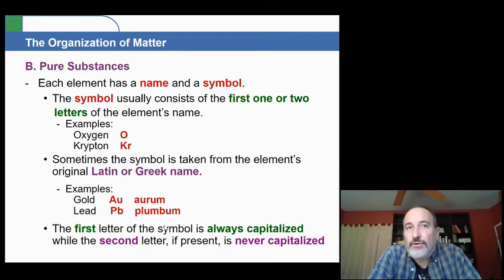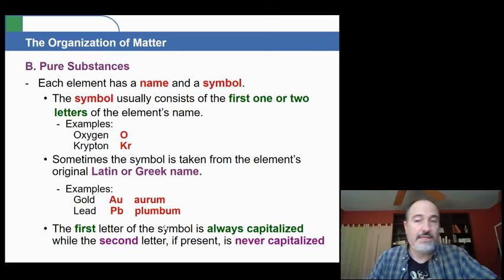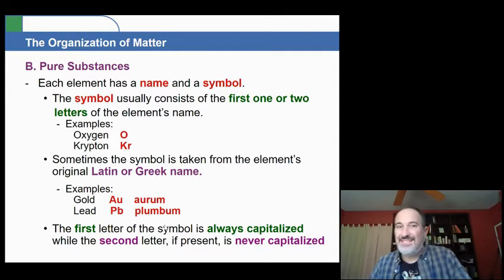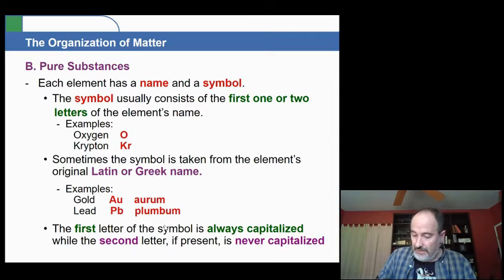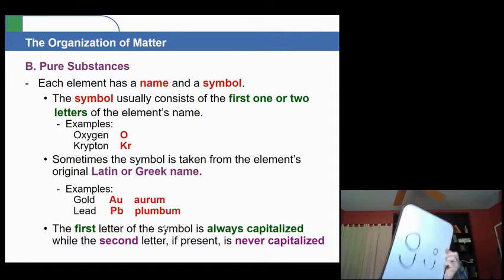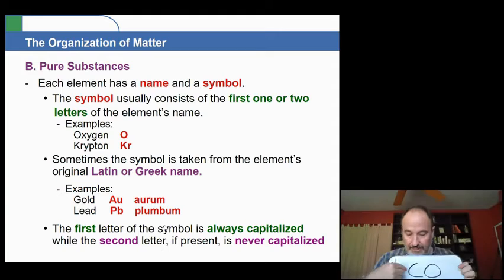And as I said before, the first letter of the symbol is always capitalized, and the second letter, if present, is never capitalized. This is very important in order to not get confused. Because, for example, let's say you have this right here, all right? Capital C, capital O, or capital C, lowercase o. Well, if it is capital C, lowercase o, this is the element cobalt.